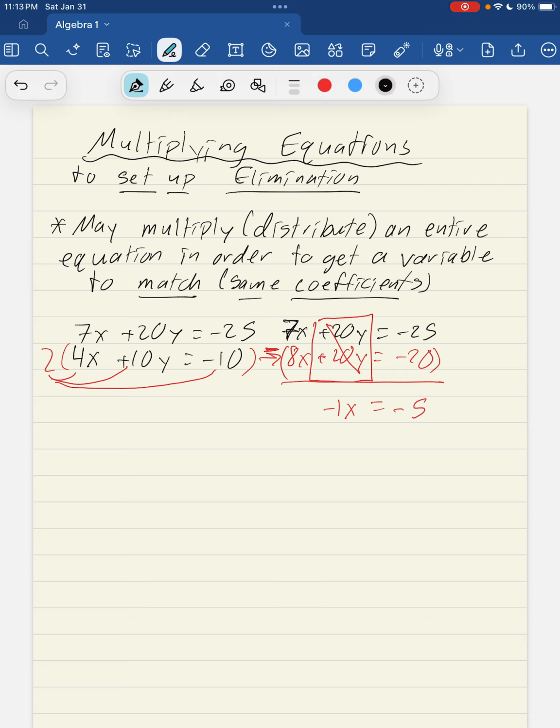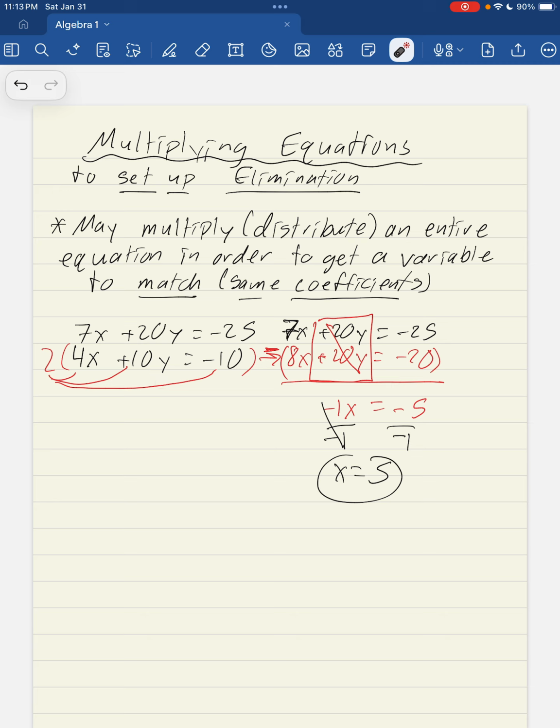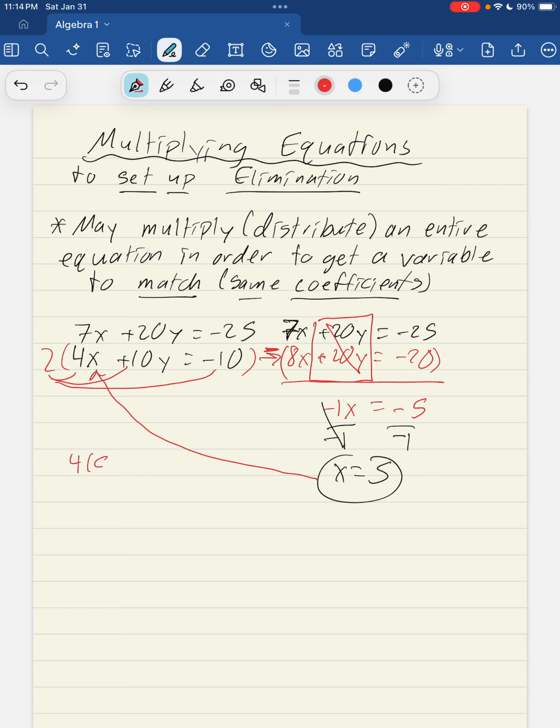And from here, we want to get our x totally by itself. So we divide both sides by negative 1. And we've got x equals positive 5. Not quite done yet. We're going to take our x, put it into the easier equation. It looks to me like the bottom one's going to be easier to work with. Those numbers there are smaller. So we're going to take our 5, substitute it in for x right there, and we've got 4 times 5 plus 10y equals negative 10.